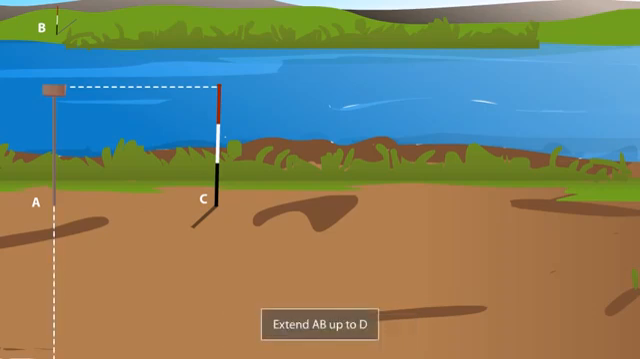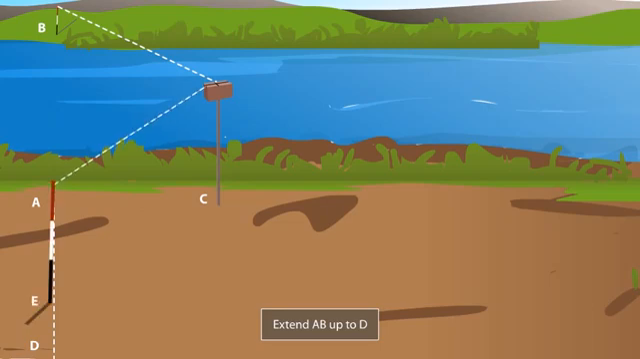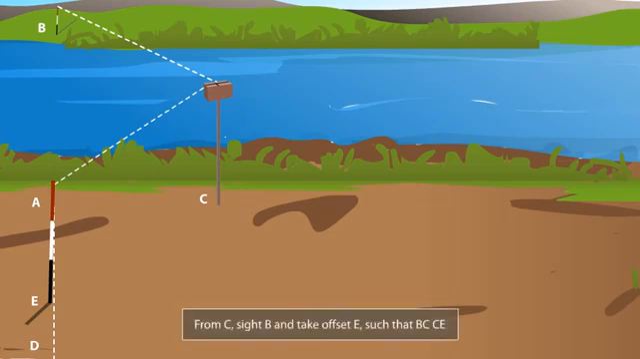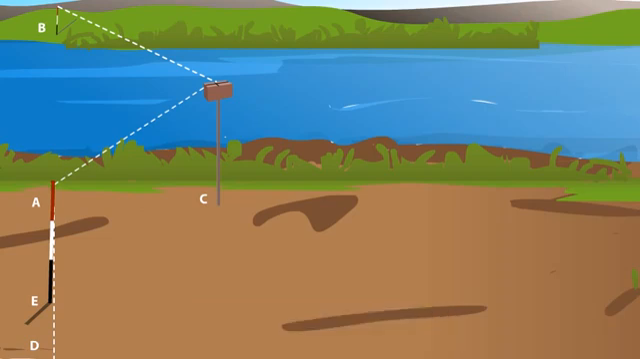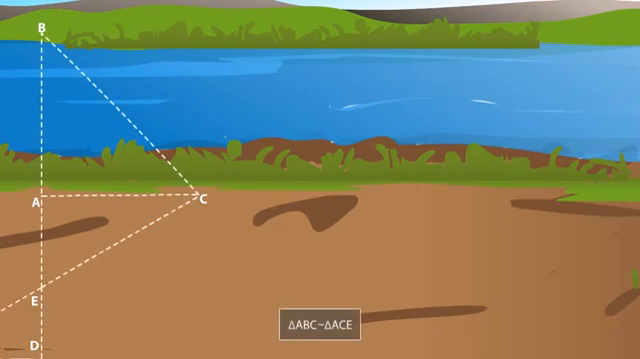Then, with cross staff kept at A, extend AB up to D. Set a ranging rod at D. Then, set the cross staff at C and sight the ranging rod at B through the staff. Keeping the cross staff at C, take a perpendicular offset to BC up to E such that the ranging rod at E is on the line AD. In this way, you obtain two similar triangles, ABC and ACE.